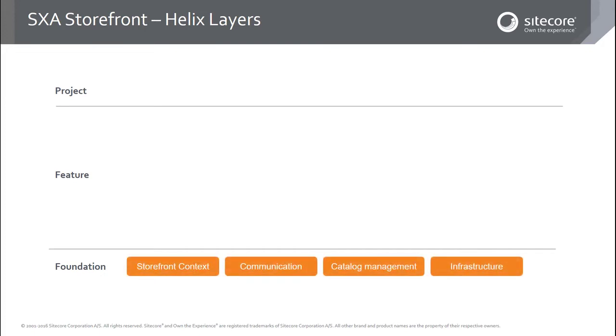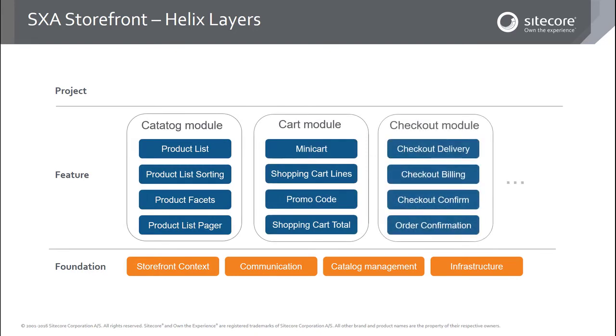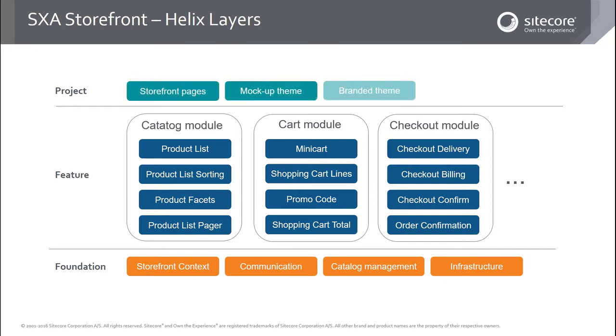We have our various foundation layers providing common functionality that are leveraged by the other modules. Next, we have our feature modules, things like the catalog module, which contains various controls for interacting with catalog data. The cart module, which also contains its own set of controls, this time for interacting with cart data. And these modules go on to build up all of the functionality which is provided with SXA Storefront. On top of that, we then have our project layer. These are the store pages and the actual themes.